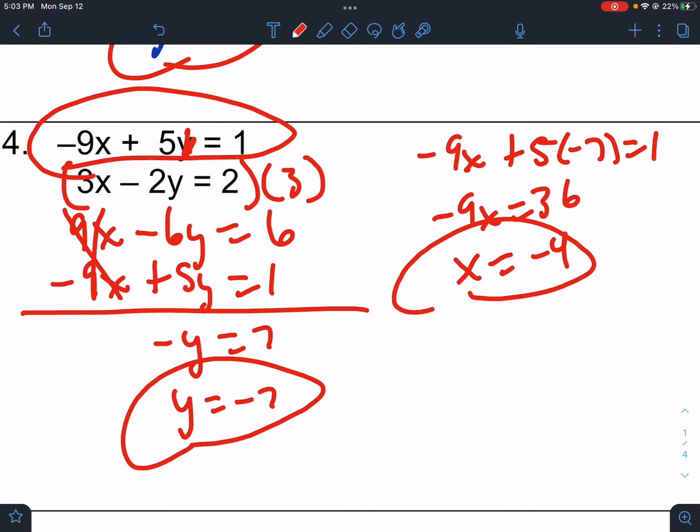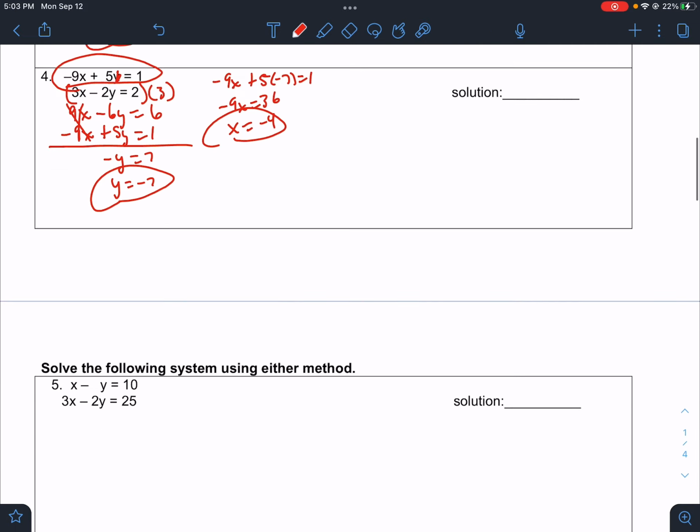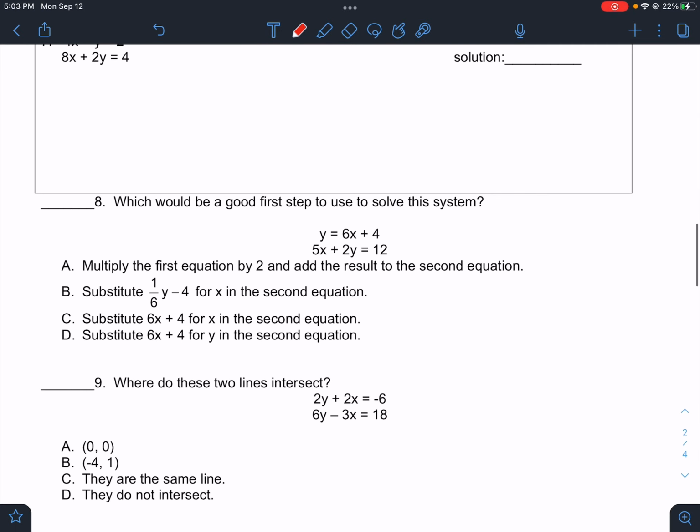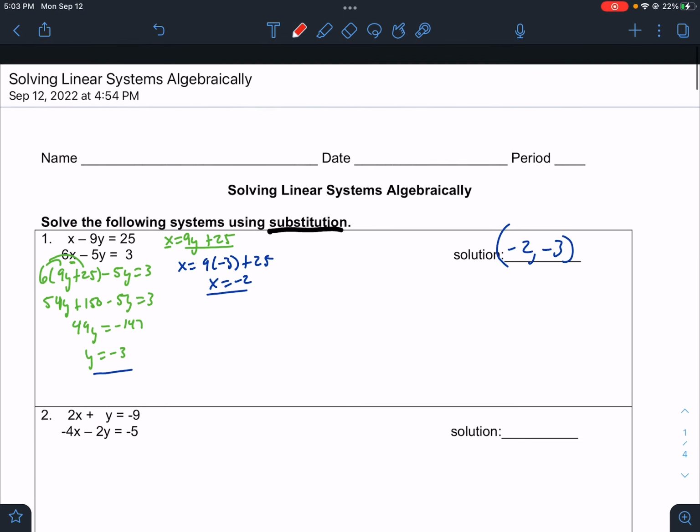There's my solution. So you will have to solve some systems, guys. Let's see here. I don't have any good examples here for what I was wanting to do, but there will be some systems to solve for sure.